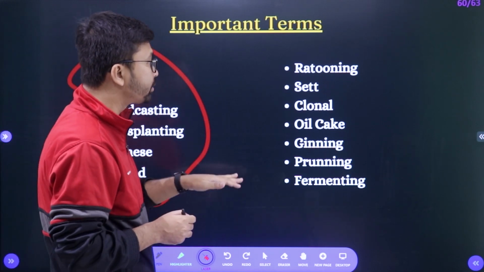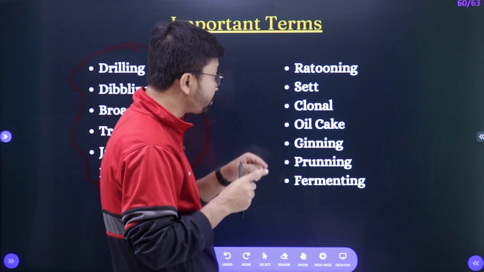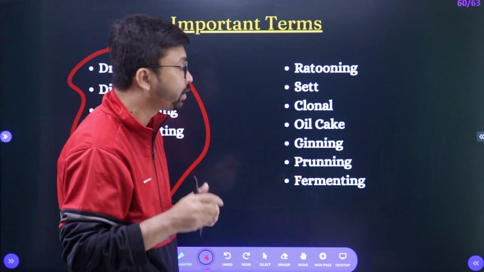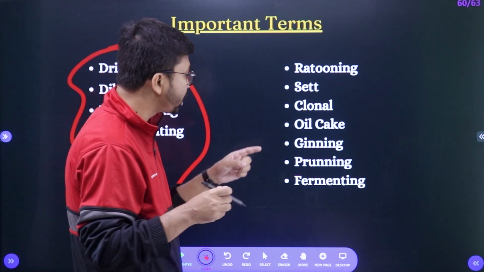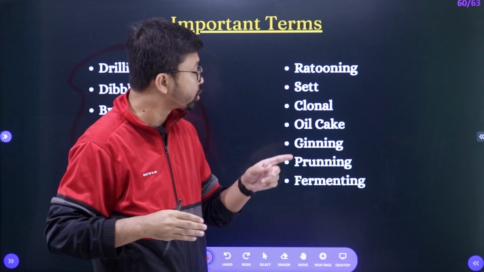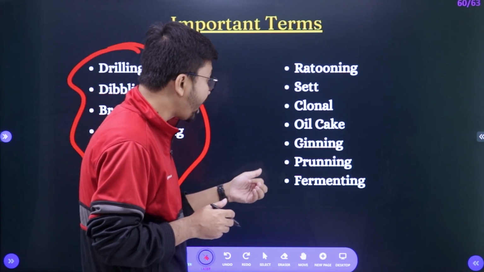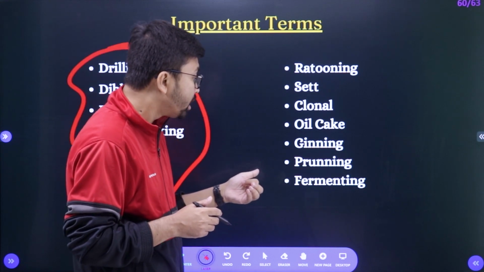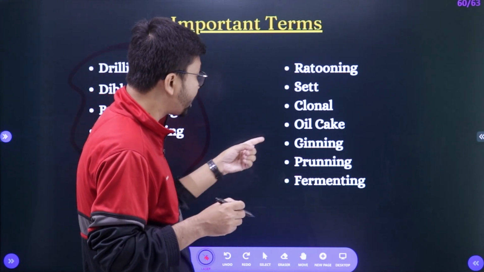Now other important terms: ratooning and set. That was for sugarcane. Those methods, you need to learn the definitions. Next, clonal method. That was for tea cultivation. Next one, oil cake, which you will find in the oilseeds portion. Next one, ginning, pruning and fermenting, right? Those are the important terms you need to remember.